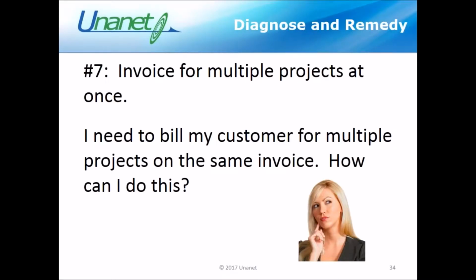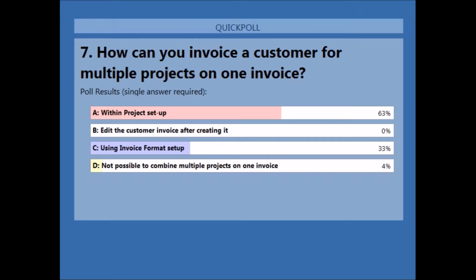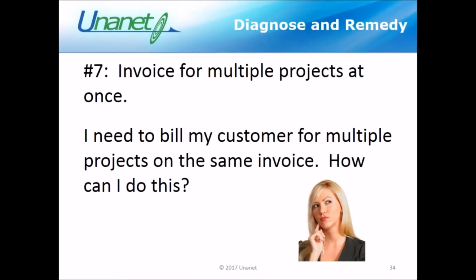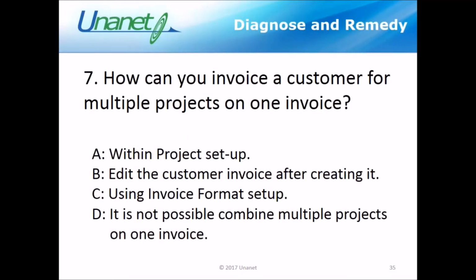All right. So it looks like we've got a pretty heavy split between A and C. Okay, and a few on D. All right, great job, you guys. Thank you, Jade. So the correct answer on this one, in invoicing a customer for multiple projects on one invoice, is A, within the project setup. So let's take a quick look there.